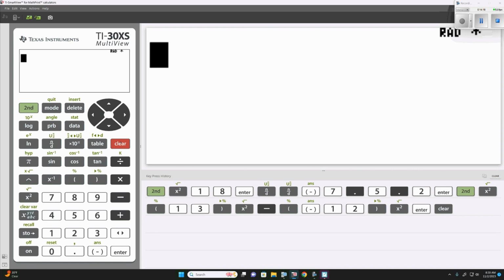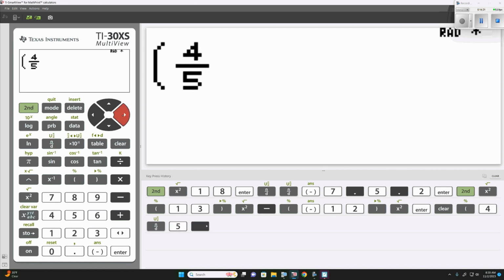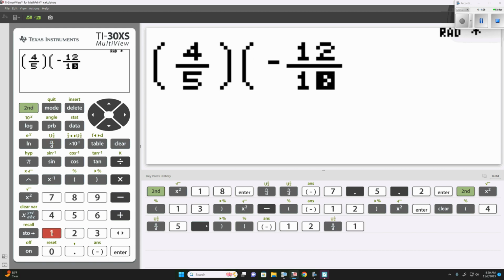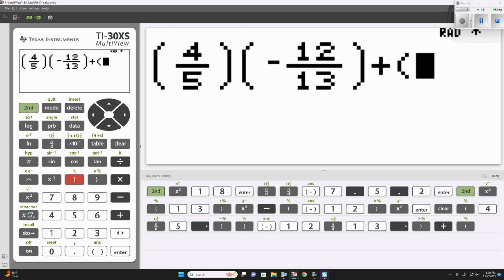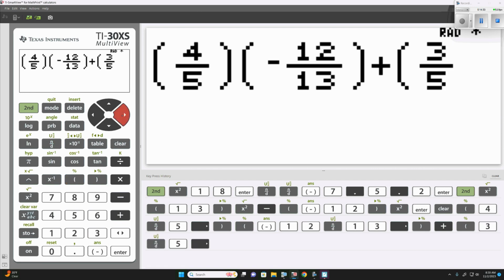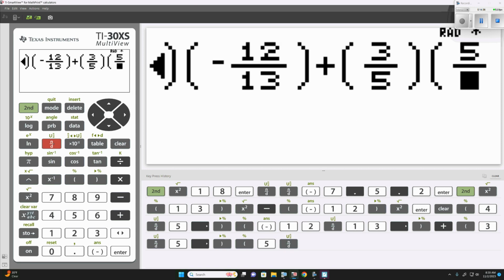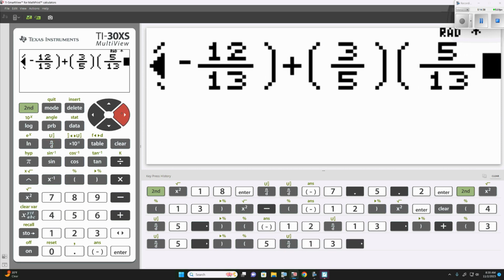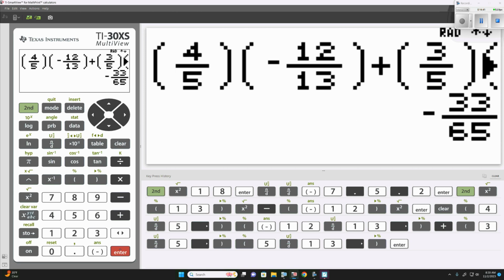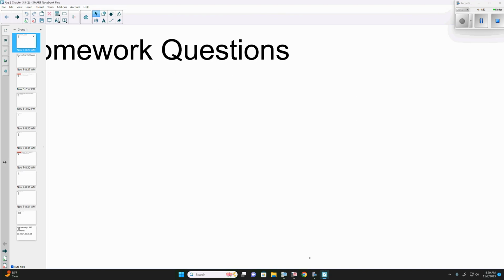Because here, I could have said 4/5, parentheses, negative, yeah, it was 12/13 plus 3/5 times 5/13. Enter. Calculator did it at that point. We didn't have to go through the process of actually doing the multiplication and then simplifying. Calculator would have done it for us.